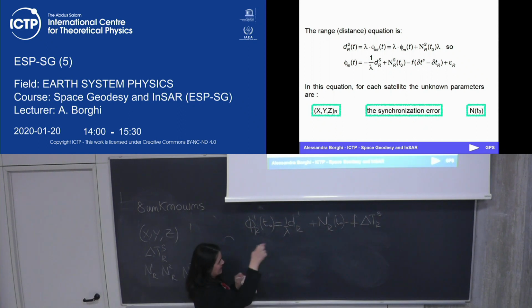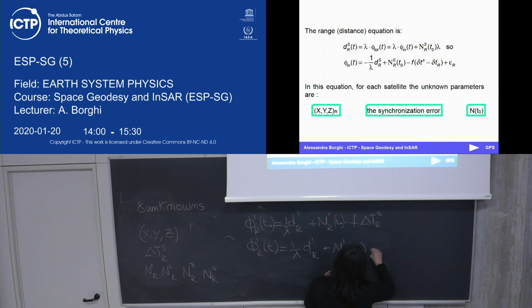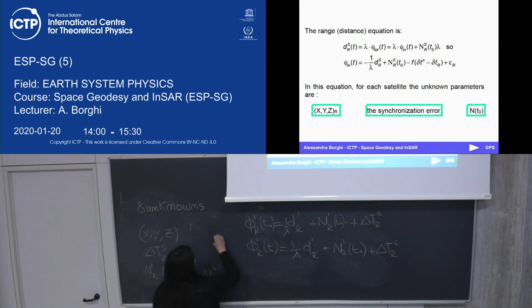For the same satellite and for the same receiver, at time t, we have the receiver. It depends on the time, of course. This is for satellite equal to 1. The same for satellite 2, 3, and 4, for instance.